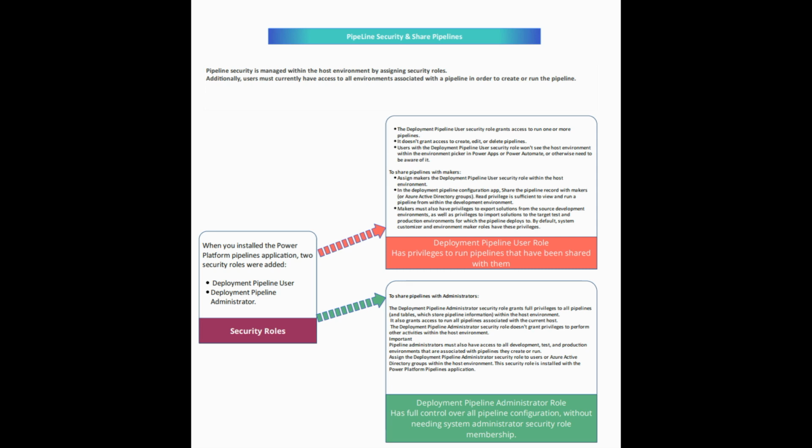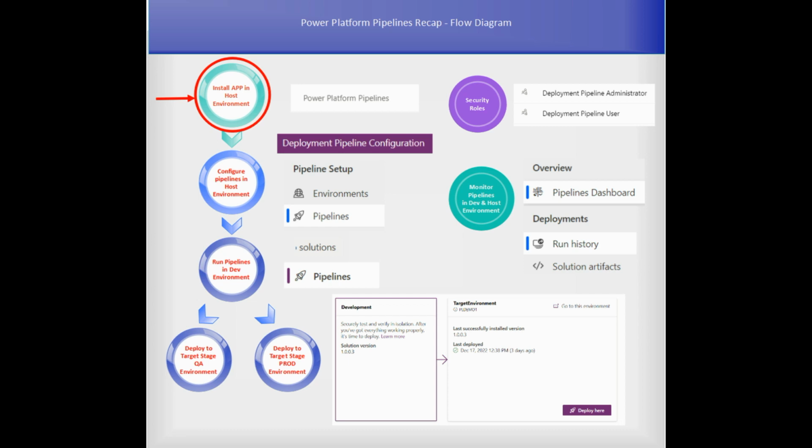In order to share the pipelines with makers, we need to assign environment makers the Deployment Pipeline User security role within the host environment. This ends our session. Let's recap. So far we have seen how to install the app in the host environment, how to configure pipelines in the host environment, how to run pipelines in the dev environment, and how to initiate the deployment to the target environments. We also saw how to monitor the pipelines in dev and host environments, and what security roles are available for the Power Platform pipelines in order to share with users.